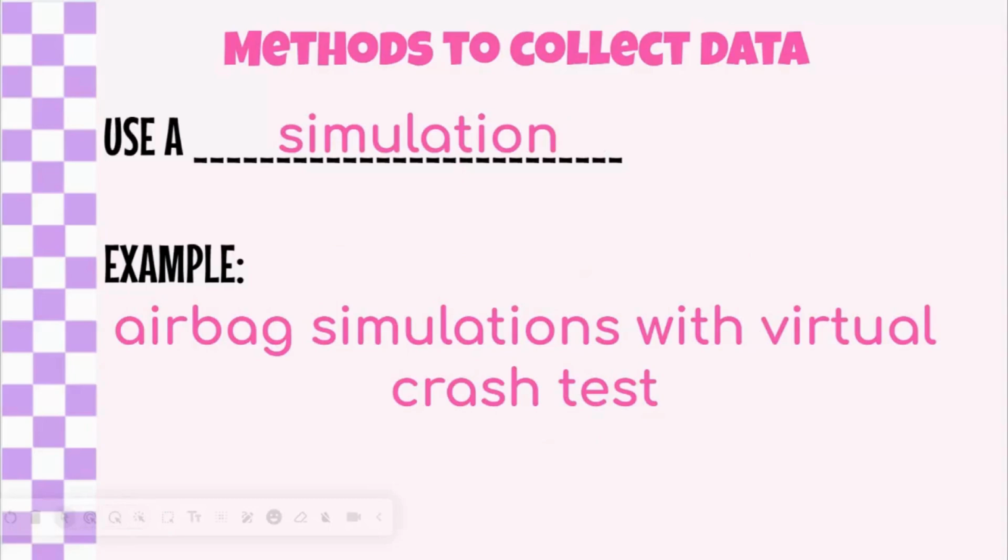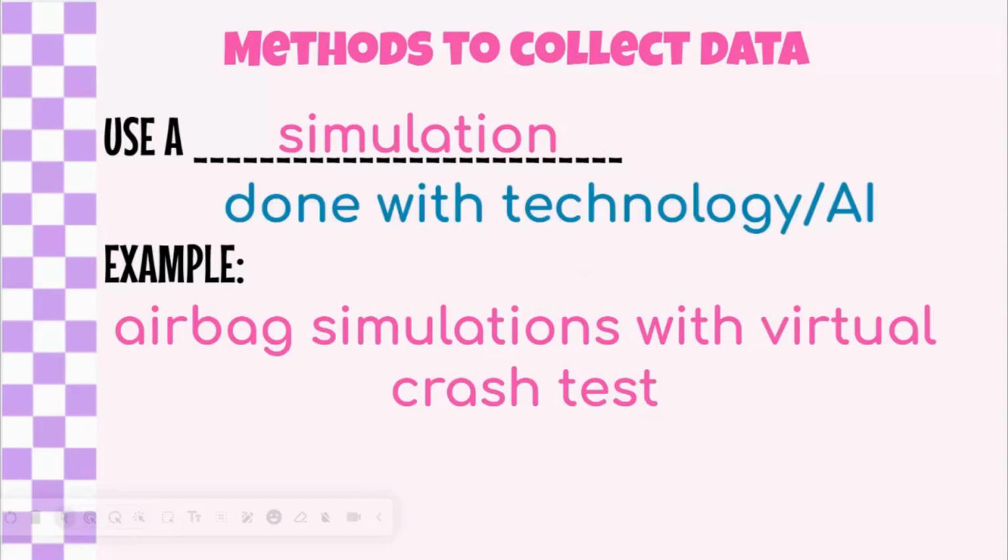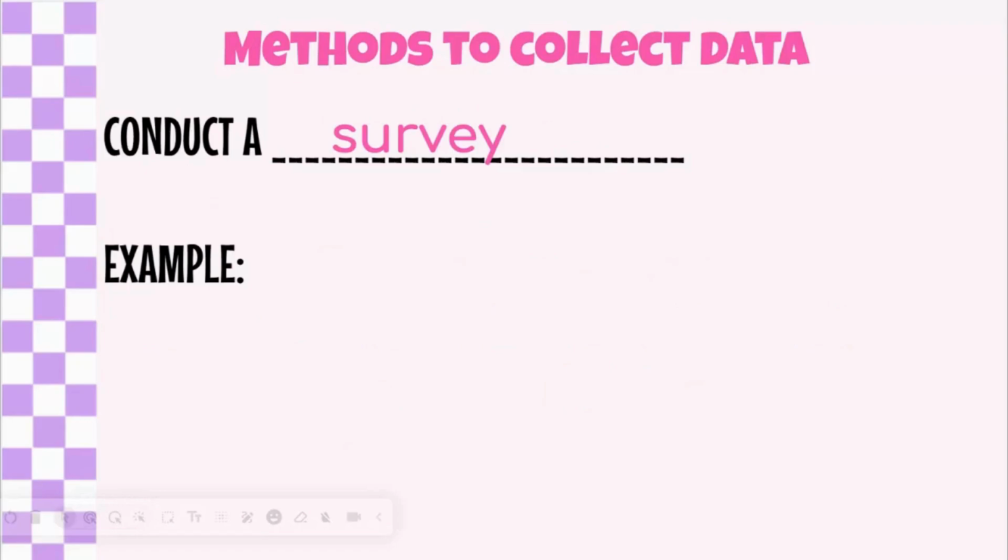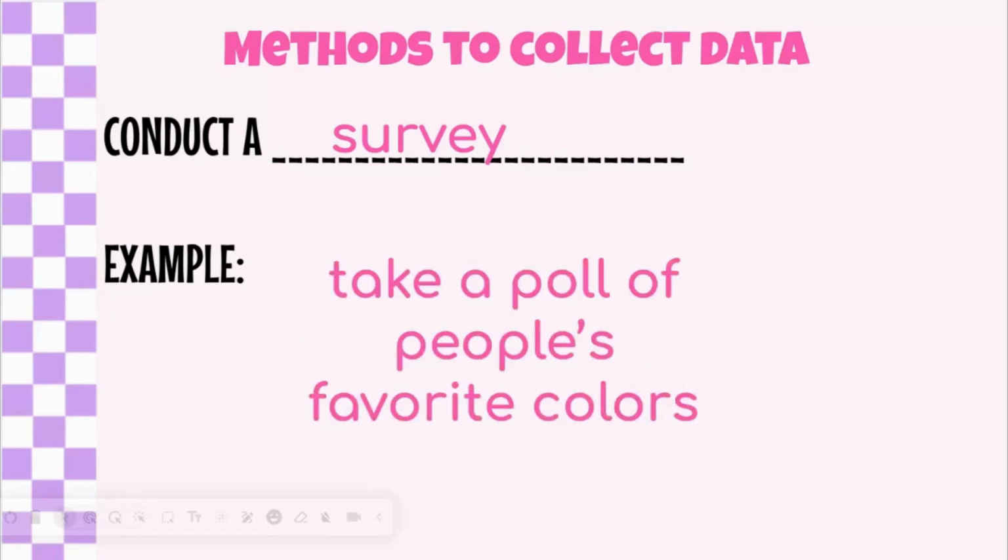Next would be a simulation. A simulation is done with technology or AI, and it's kind of done when the experiment wouldn't really be practical. So for example, airbag simulations with a virtual crash test. And lastly, maybe the most common one is to conduct a survey, where you just take a poll of people's favorite colors, or you just survey people based on whatever your interest is. And we're going to talk about surveys in a second.